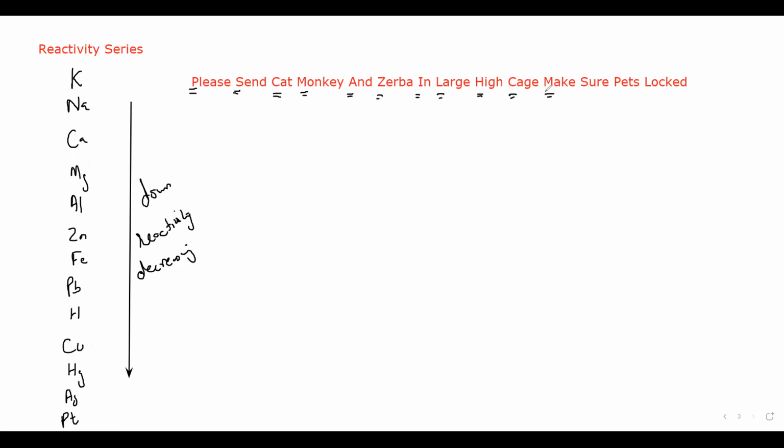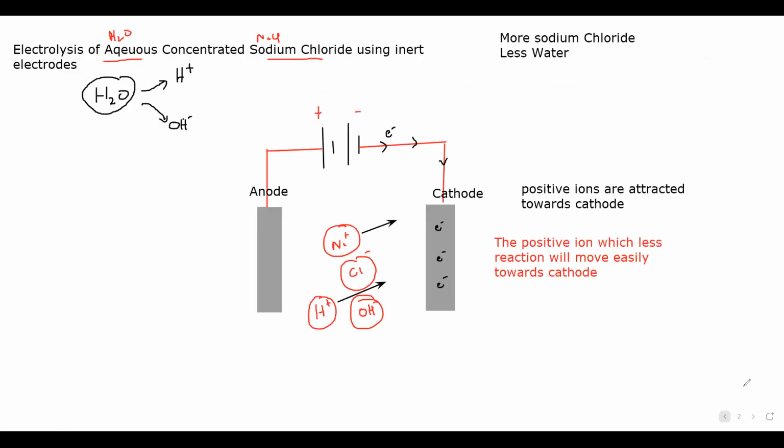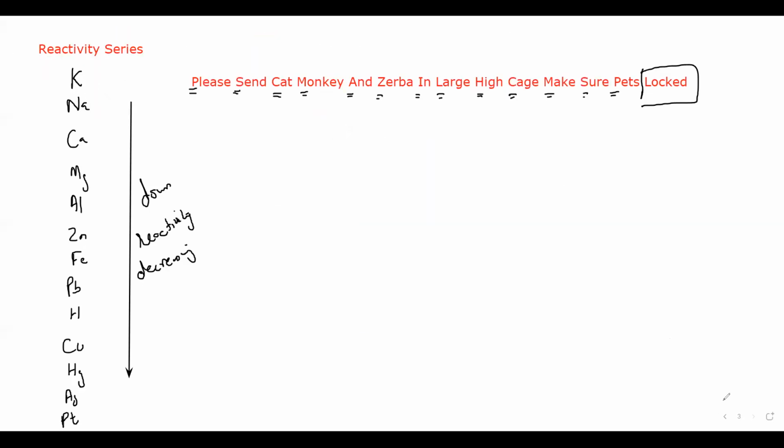M is representing mercury. Magnesium is already there. This is representing mercury. S is representing silver. P is representing platinum. And the locked is just to complete the sentence. So it is please send cat, monkey, and zebra in large high cage. Make sure pets locked, just to memorize this reactivity series. As we go down in this series, we observe the reactivity decreases. So now come back to where we were discussing electrolysis. So you have to learn or memorize this.